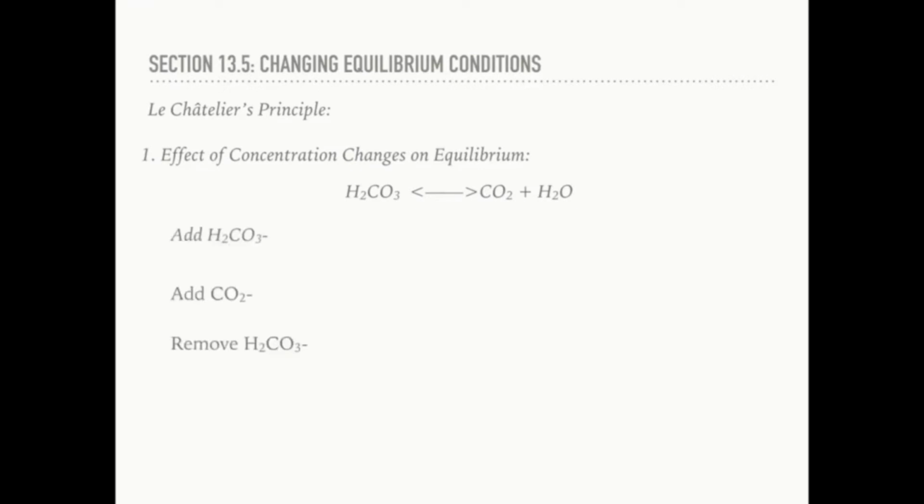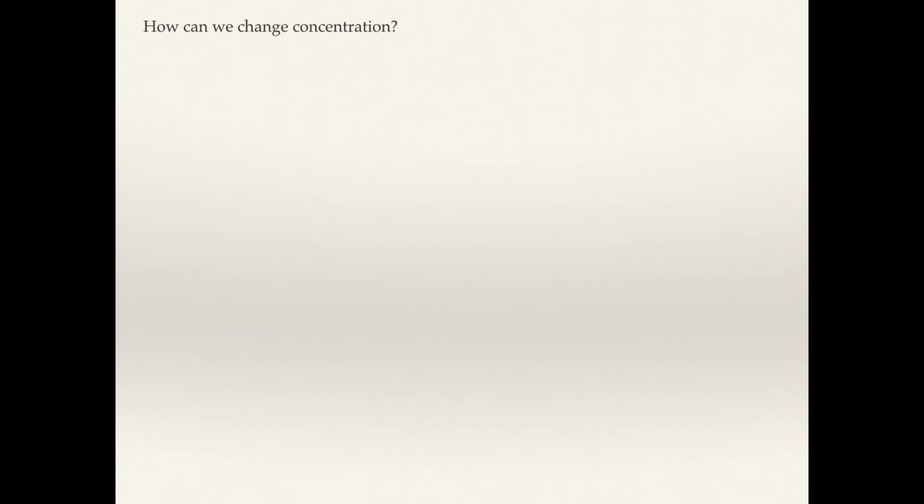So let's look at these examples. If I add H2CO3, I'm going to have a shift to the right. If I add CO2, however, I'm going to see a shift to the left. And if I removed H2CO3, I'm going to have a shift to the left. So the question becomes, how can we actually change concentration?